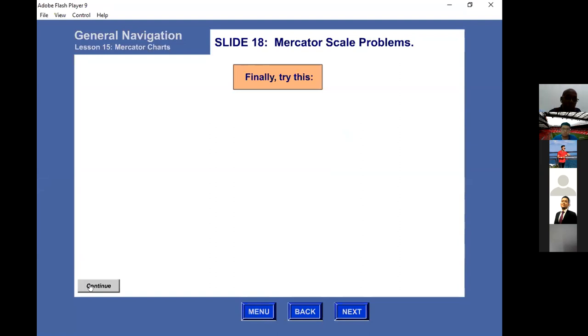In a similar manner, using the same formula, you can do given Mercator scale at some latitude, find Mercator scale at the equator. It is the opposite. The first time we had the scale at the equator and we found it for 8 degrees. Suppose you were given the scale at 8 degrees, you will be able to find the scale at the equator using the same formula.